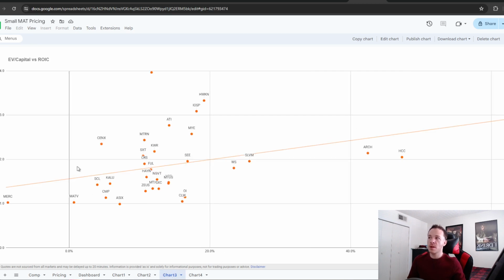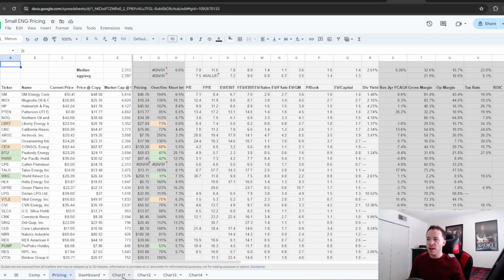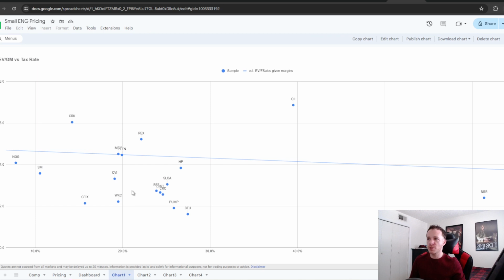And then third, but last not least, we use EV to capital versus return on invested capital, which also has a decently positive relationship as well. Then we move on to the energy sector. The energy sector, for the first metric we use, is EV to gross margins versus tax rate. Tax rate we would expect to have a negative relationship, so we do, but it is definitely a little bit on the weaker end of things.